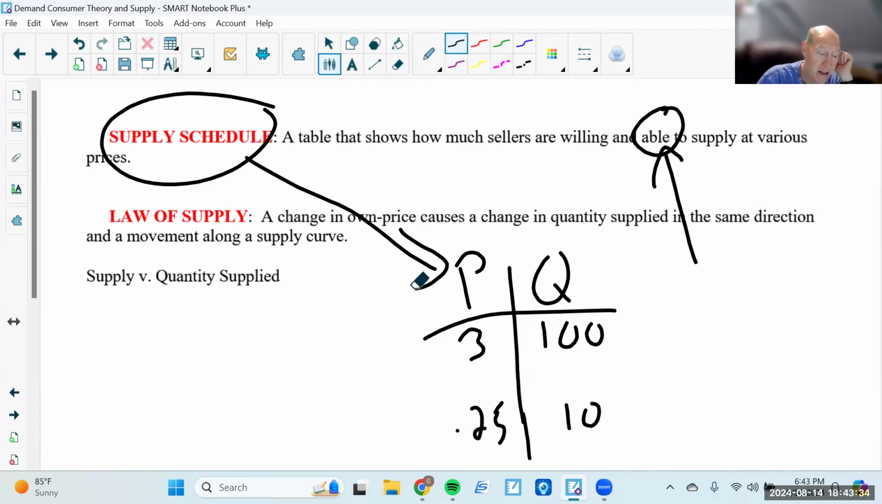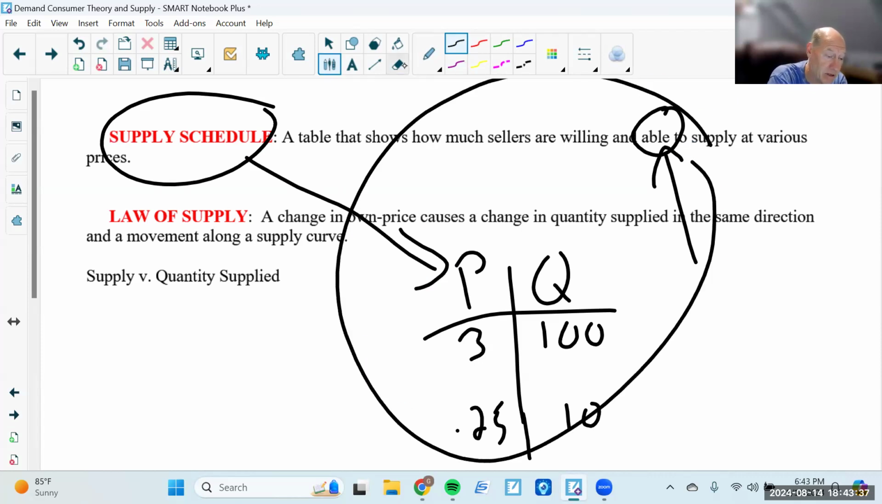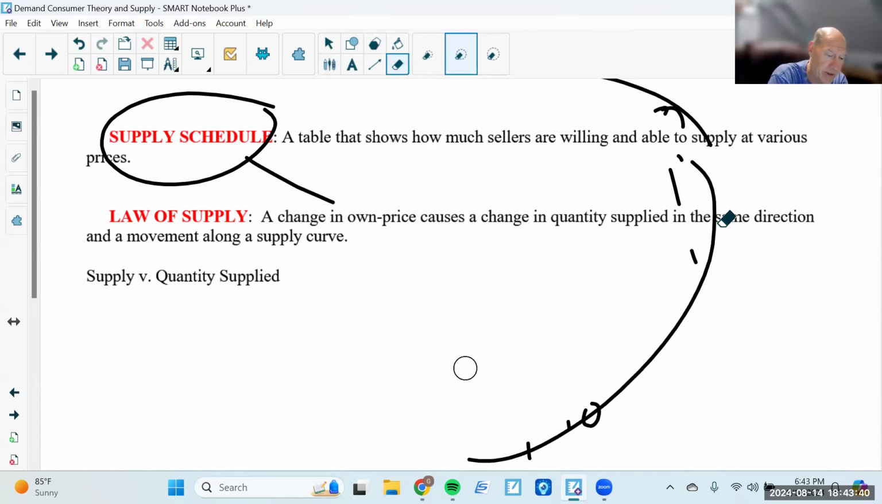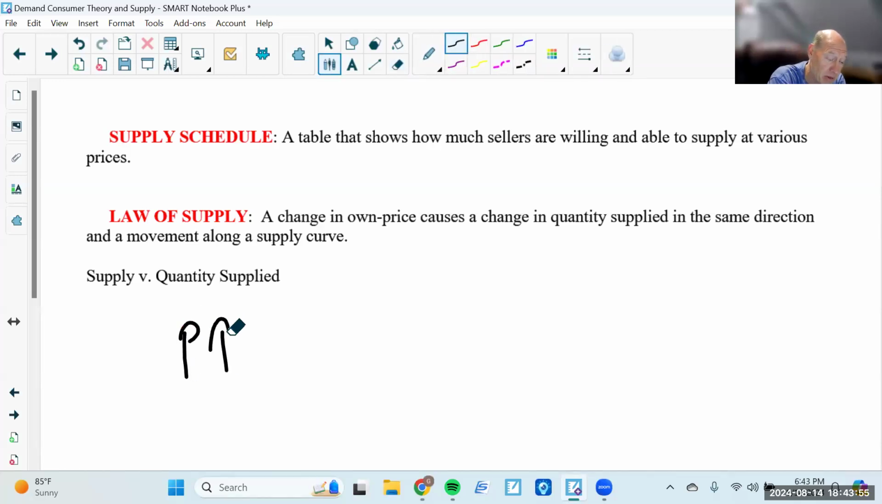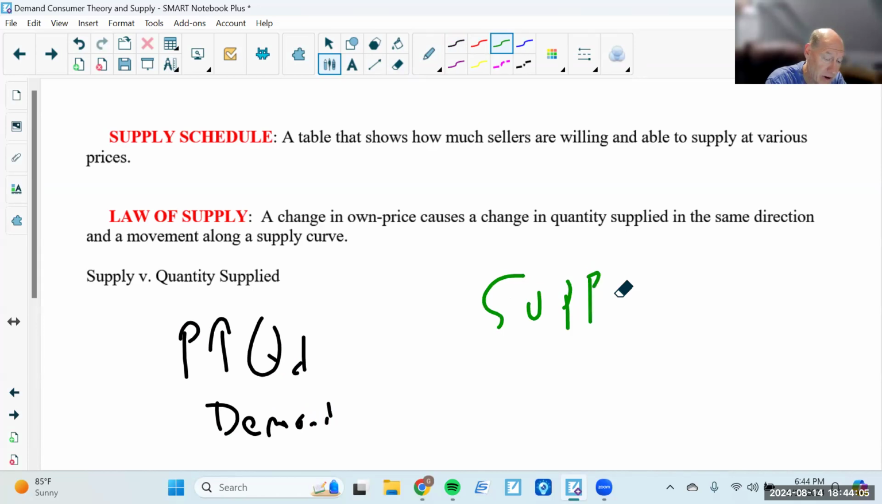Why? Because of the law of supply. The law of supply says that there's a direct relationship between price and quantity. Oops, sorry, that's erasing. It's harder to do on my computer than it is on a whiteboard. For the demand curve, when the price goes up, the quantity demanded goes down. That's demand. For the supply curve, the relationship is direct. When the price goes up, the quantity supplied goes up.